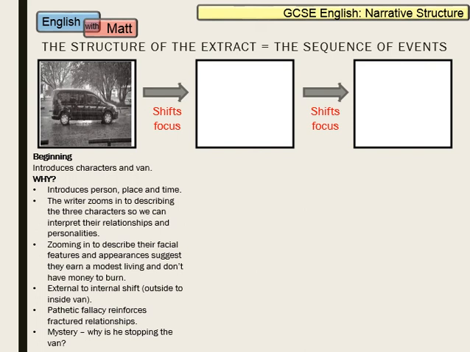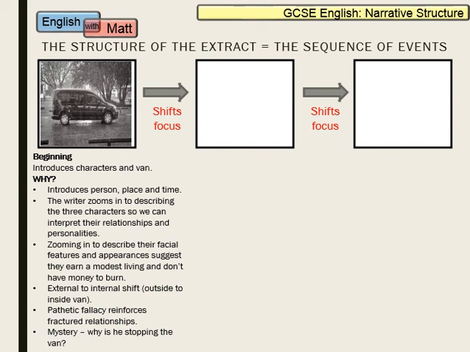You can say the writer zooms in to describe their facial features and the fact that they earn quite a modest living. As we said, the van is a bit dented and a bit worse for wear. We have an external to internal shift because we go from outside of the van to inside the van. We have the pathetic fallacy of the storm, which reinforces the fractured relationships between the characters. And we also have a sense of mystery created because we want to know why he's stopping the van and ultimately what fell off the roof.